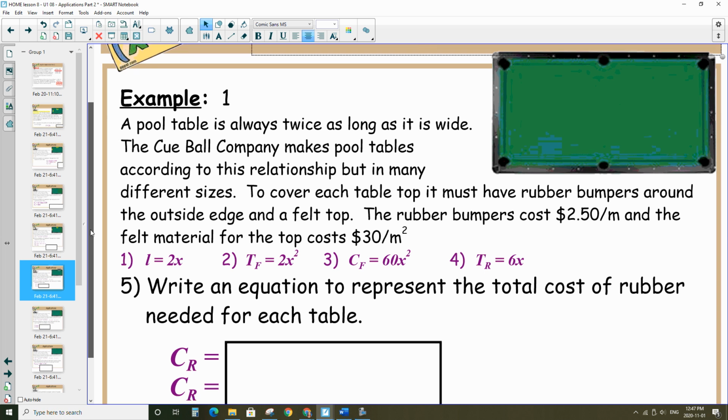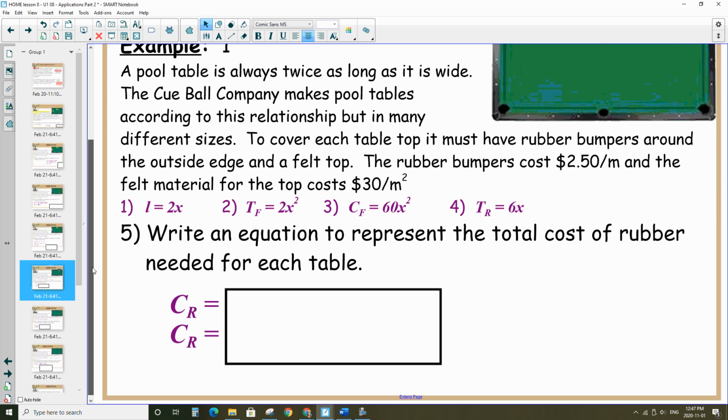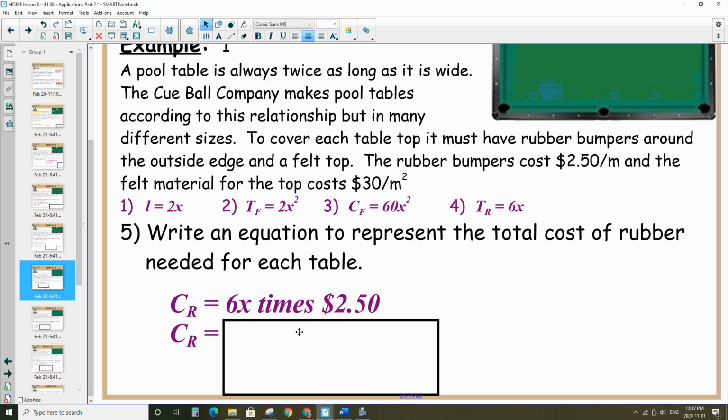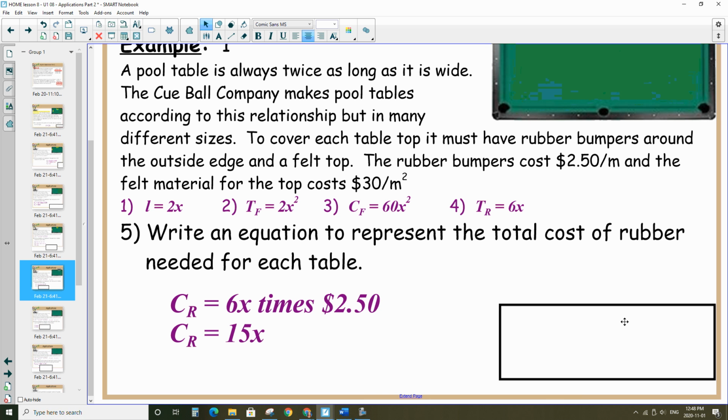And number 5, write an equation to represent the total cost of rubber needed for each table. So how much is that going to cost? We said it was going to be 6x for the perimeter, and it's $2.50 for each linear meter. So it's 2.50 times 6x, which gives me 15x.